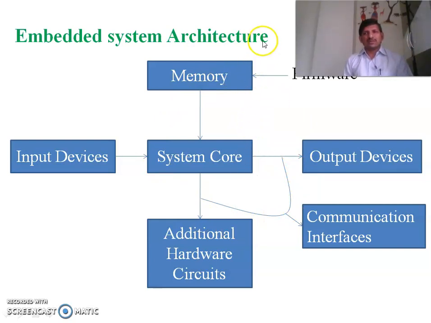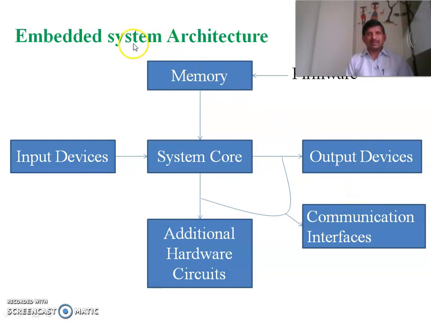So first, embedded system: to do the particular job, we have to add the decision making to the hardware. We are designing some instructions, that is firmware, that is loaded in the memory, and those instructions will be executed by the processor and, based on the conditions, control the output devices. For communicating all these things, communication interfaces are used.